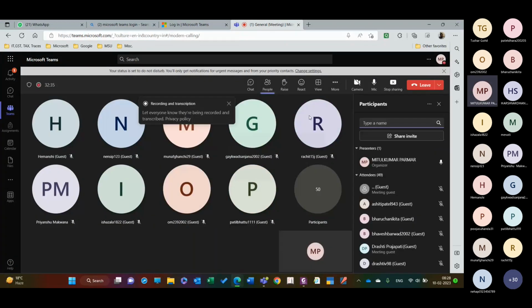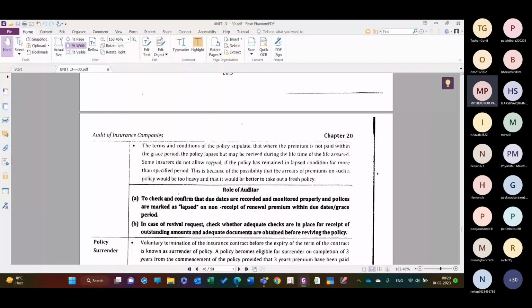So you need to understand that after the grace period the policy lapses, but it may be revived during the lifetime of the life insured. So there is a revival process also. It is as per the rules and regulations. Some insurers do not allow revival if the policy has remained in lapse condition for more than a specified period, so if it is lapsed for 3 or 4 years, it could be. This is because of the possibility that the arrears of premium on such a policy would be too heavy and that it would be better to take out a fresh policy.